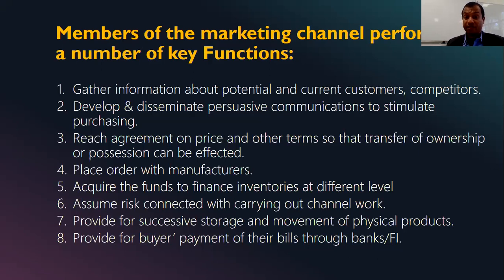They bear some sort of risk, especially with perishable products, right? They have limited days of use. So they bear risk. Think about medicines, the firms in the medical sector, right? The expiry dates. And nowadays, even lots of FMCG products have expiry dates. So they assume some risks connected with carrying out the distribution channel. And they provide successive storage and movement of the physical product, and payment options and all. So these are functions a manufacturer can't do. That's why they add intermediaries, in terms of wholesalers or retailers. Intermediaries perform so many functions, so many activities.